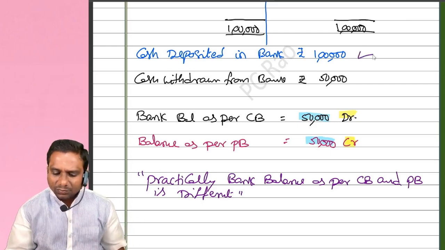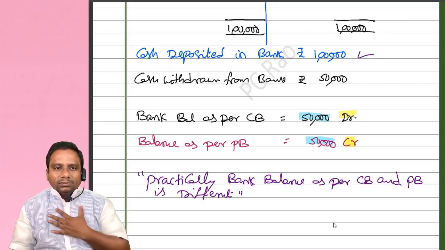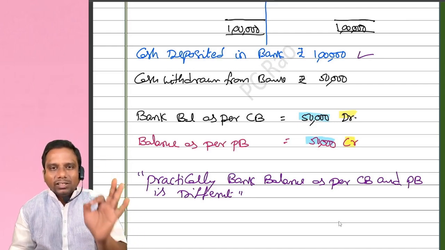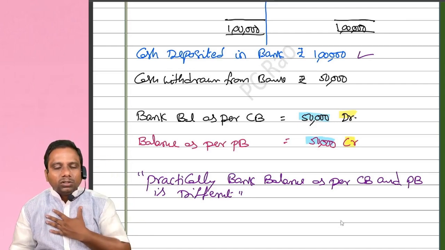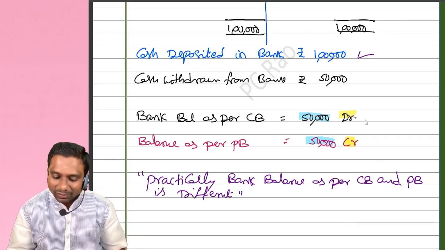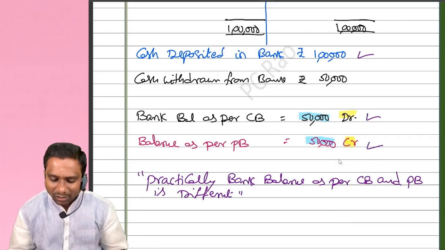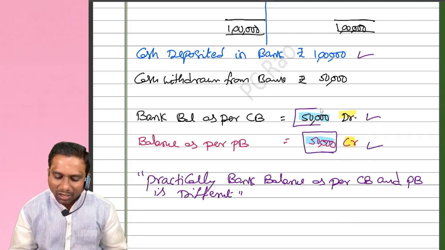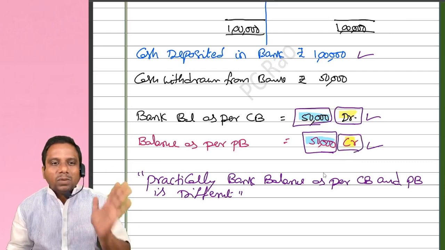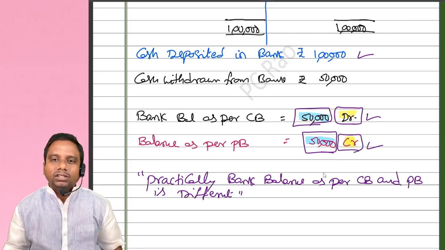The transaction is recorded by us and by the bank. If the transaction is recorded by us in the cash book and by the bank in the passbook correctly, then we should get the same balance. But the nature of the balance may be different. The amount of balance is the same, 50,000, 50,000.